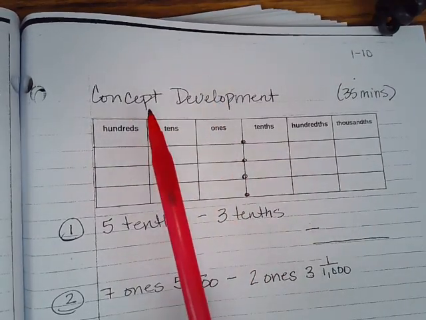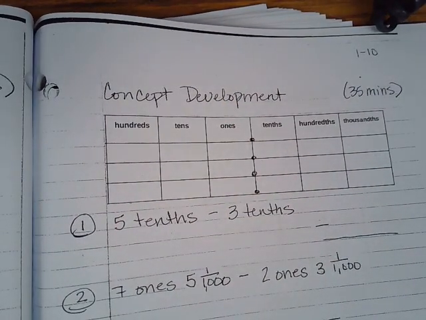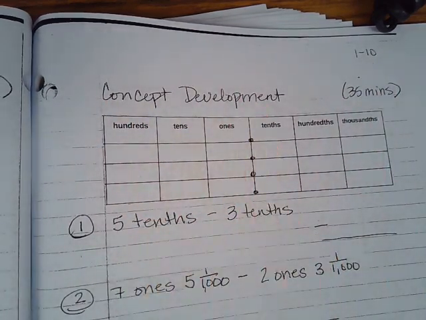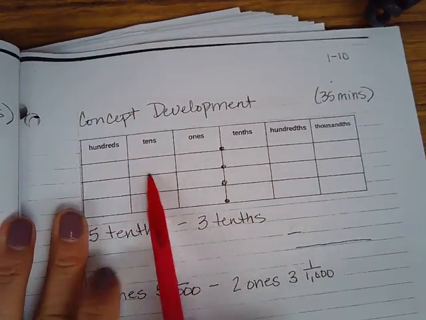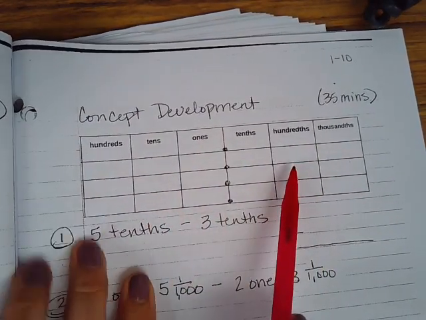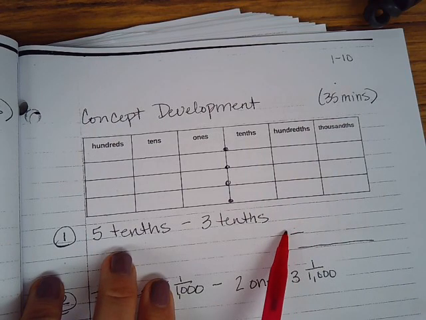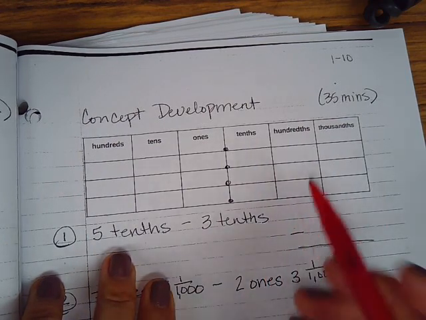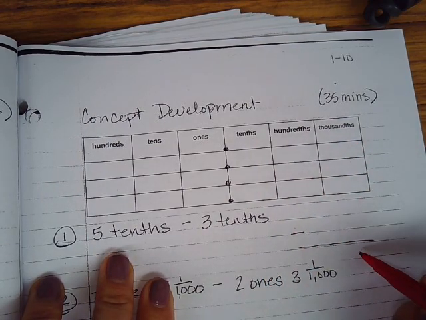We are on EngageNY, Module 1, Lesson 10. We are on Concept Development. We are going to go ahead. You can always use the place value chart to help you organize your thinking, and you can use standard algorithms.